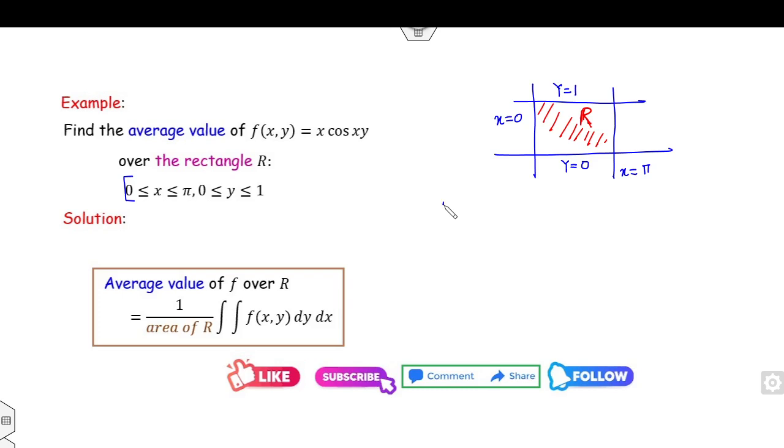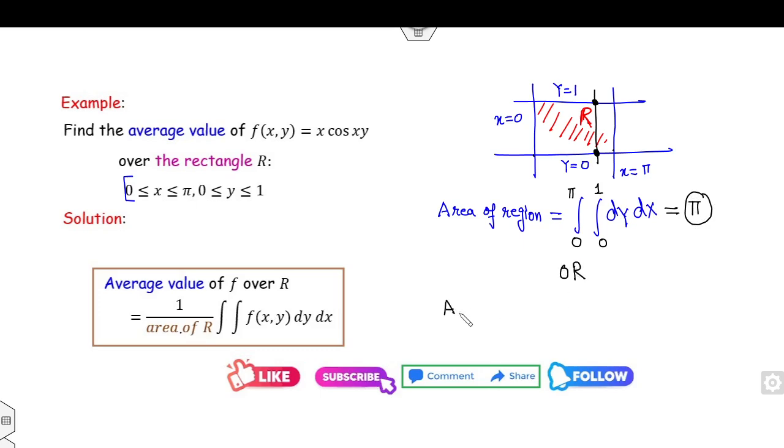Then your first target is to find the area of the region. How can you find the area of the region? As we know, it's a double integration of dy into dx. Find the limits of y by taking the vertical strip: the value of y at this point is 0, and at this point is 1. The minimum value of x is 0, and the maximum value of x is pi. If you solve this integration, you will get the answer pi. Therefore the area is pi.